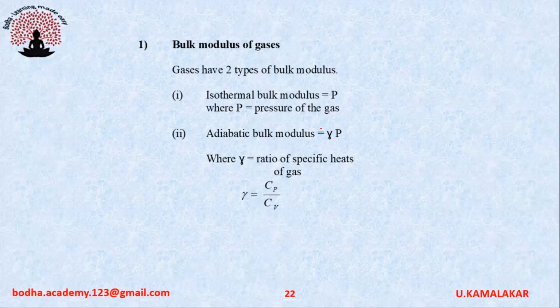Next topic, bulk modulus of gases. Gases have two types of bulk modulus. First one, isothermal bulk modulus, which is equal to pressure of the gas. Second one, adiabatic bulk modulus, which is equals to gamma P, where gamma is ratio of specific heats. That is, gamma is equals to Cp by Cv.